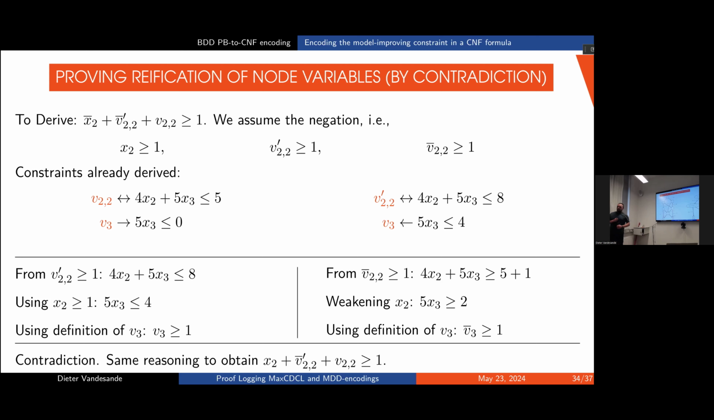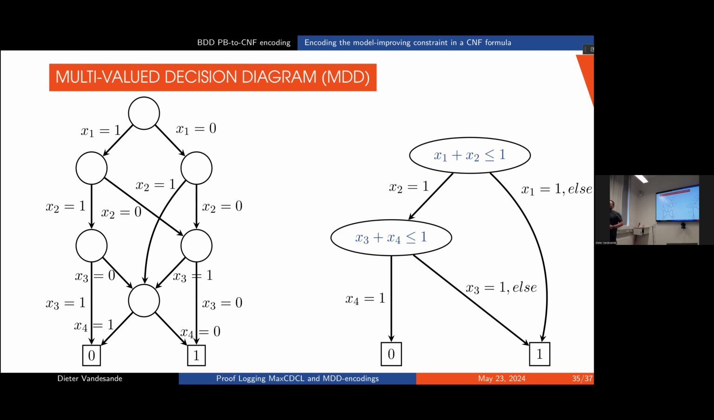And actually, I have lied a bit. MaxCDCL does not use BDDs, they use MDDs. And the idea is that if you, for example, have the constraint x1 plus x2 smaller than or equal to 1, well, then you can branch on the value of x1 and x2. So if x2 is true, if x2 is 1, then you know that x1 is false. So you can already go to this node and so on.